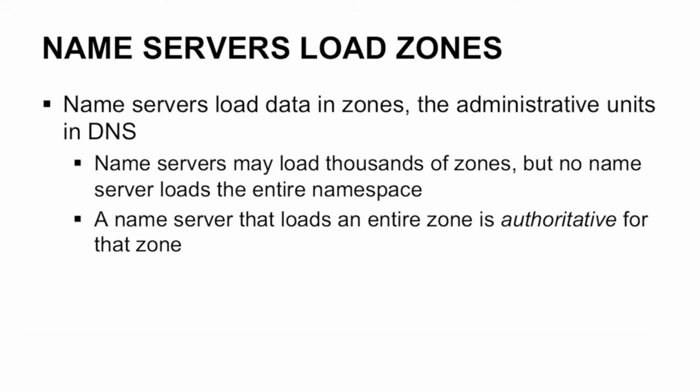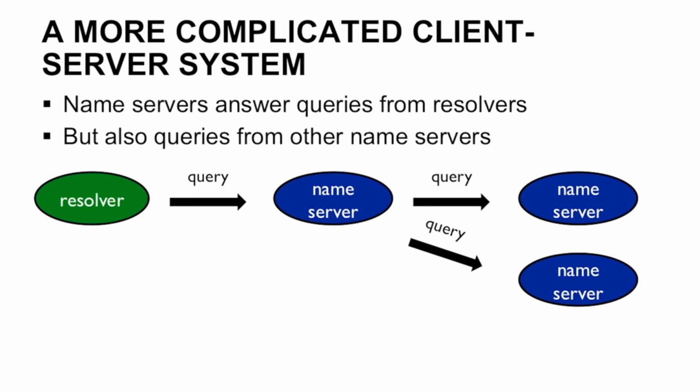Other name servers load thousands of zones. When a name server has all of the data in a particular zone, we say it's authoritative for that zone, or that it has authority for the zone. That name server can then answer any query about any domain name in the zone. Name servers are responsible for answering queries sent by resolvers, the client half of DNS, but also by other name servers. See, DNS isn't just a simple client-server system where the only communication is between client and server. Sometimes the servers talk to other servers too.